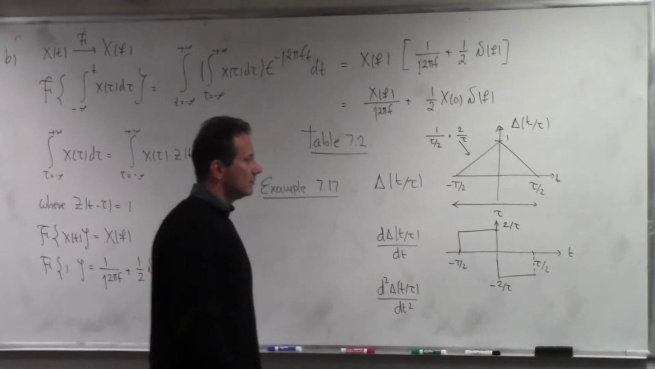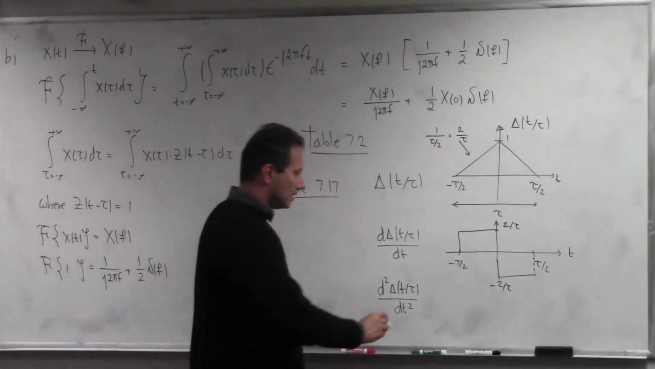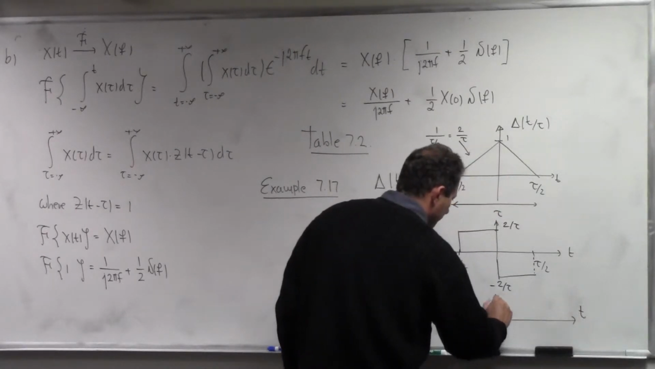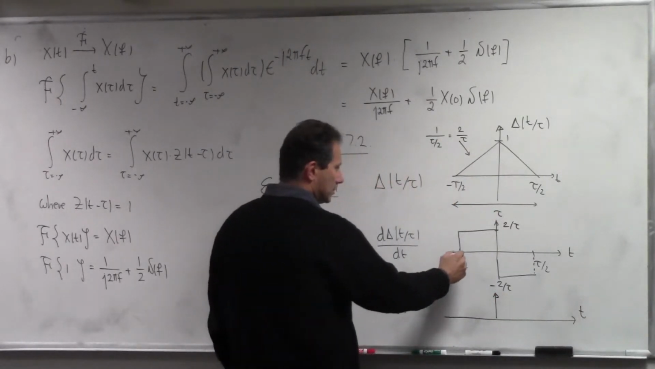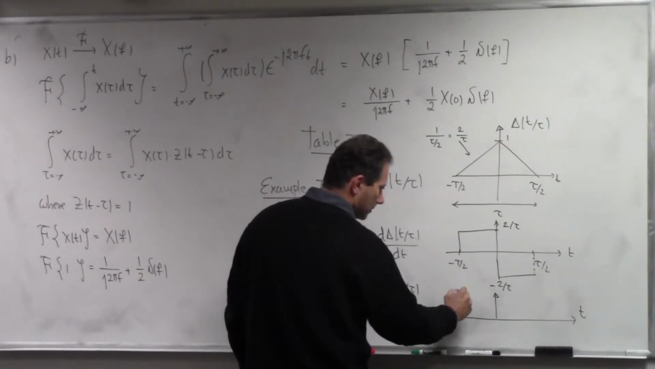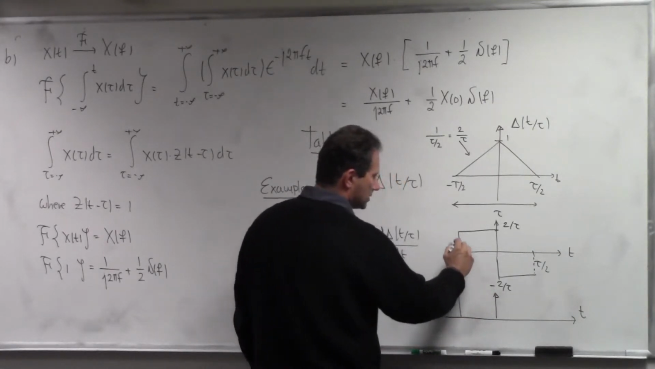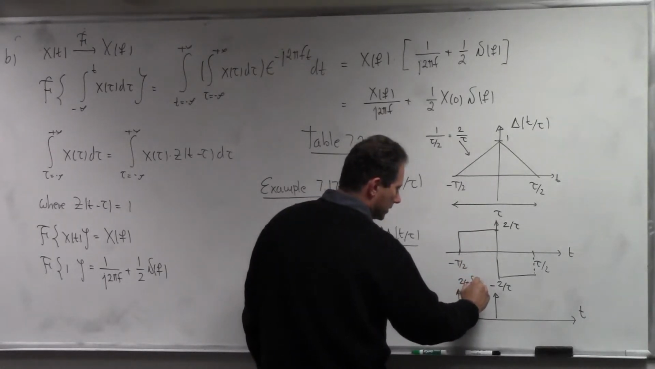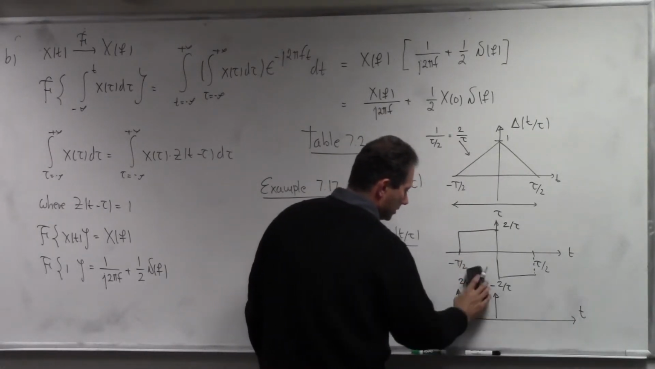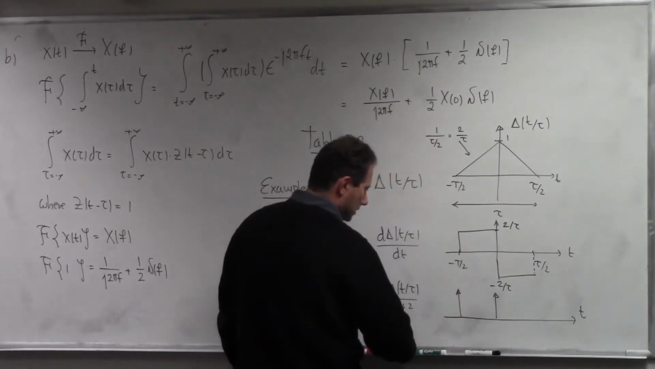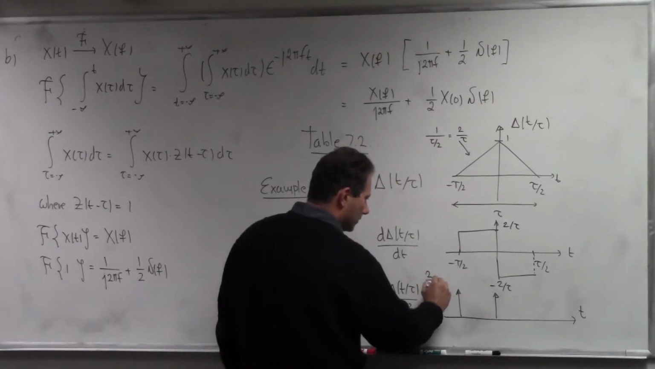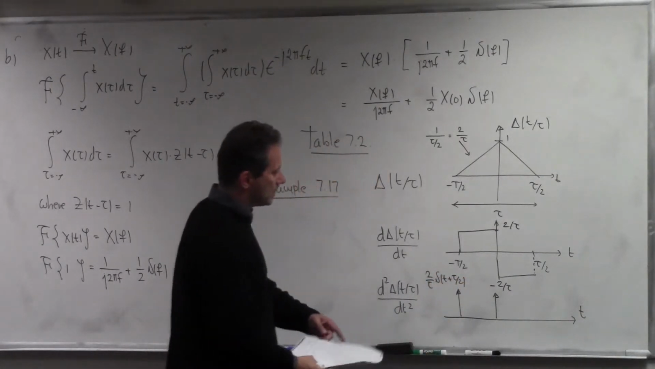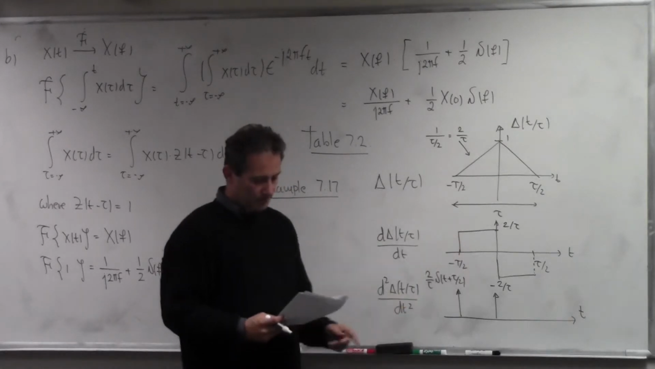What does the second derivative of this look like? Well, this one is for the most part constant, right? Except at the transition. So there's a delta pulse here, right? That is 2 over tau delta of t plus tau over 2. That's the pulse that exists at this edge.